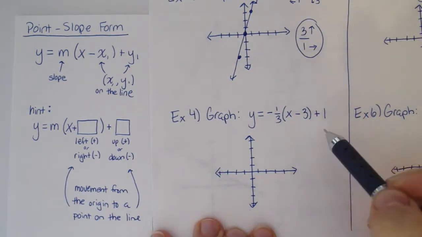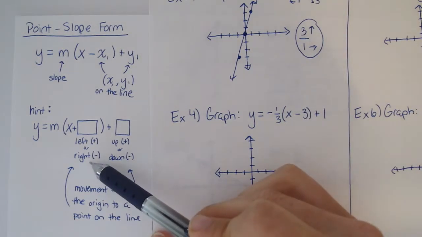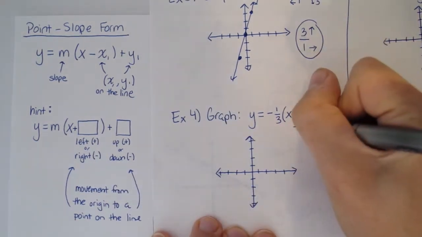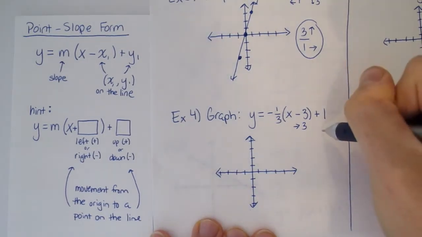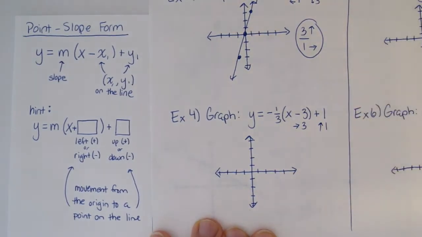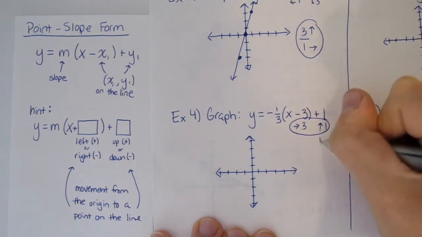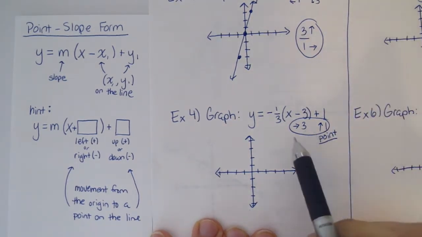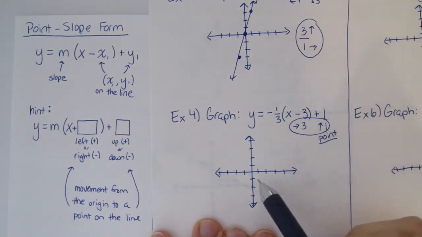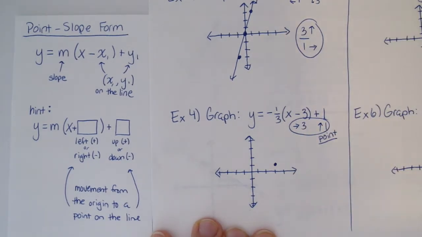You want to start here with the point. A -3 inside parentheses means right 3. So I'm going to go right 3. A +1 outside parentheses means up 1. So that's my point. And I'm going to write that down because it gets confusing sometimes. What's the point and what's the slope? That's the point. So I'm going to go right 3, up 1, and plot my point.